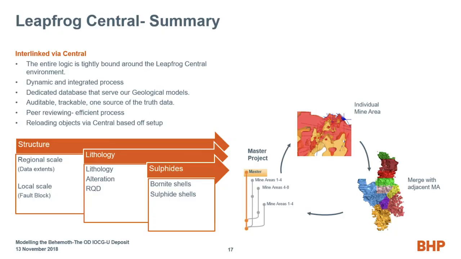And this is just a recap of the slide we just saw. So merging various mine areas with adjacent data, exporting and publishing this back to Central, and again into the master branch. So essentially, at the end of the day, in your master branch, we have our lithology, our RQD, alteration, and sulfides all living in one.